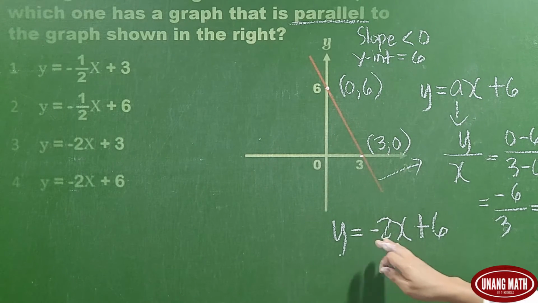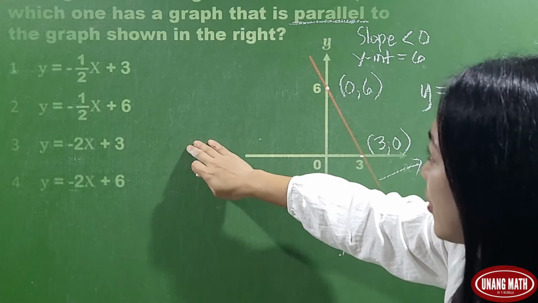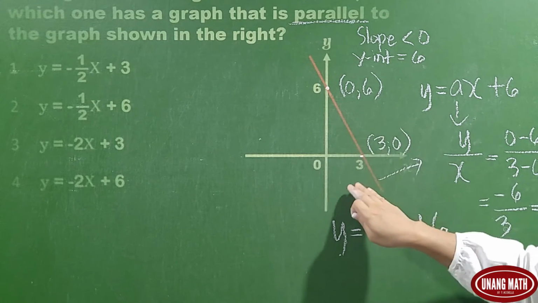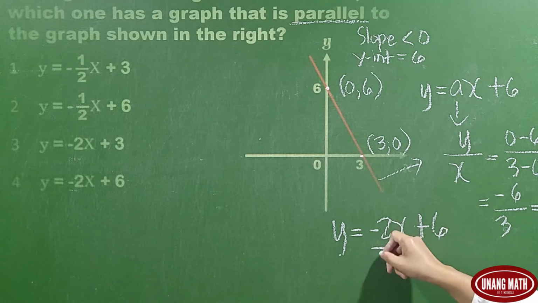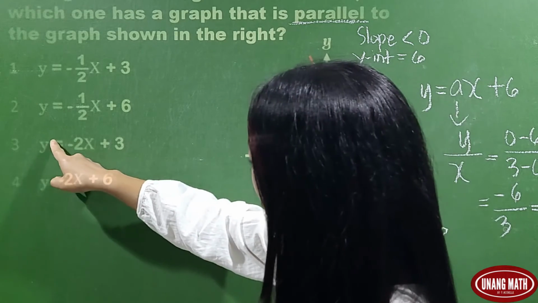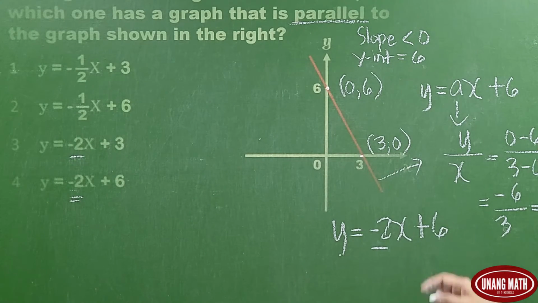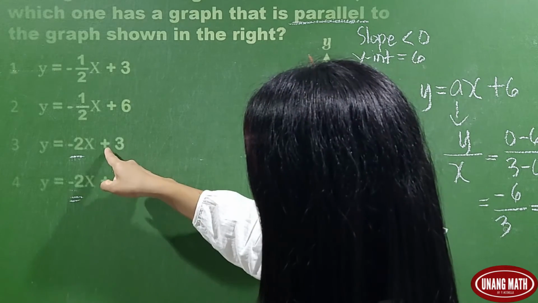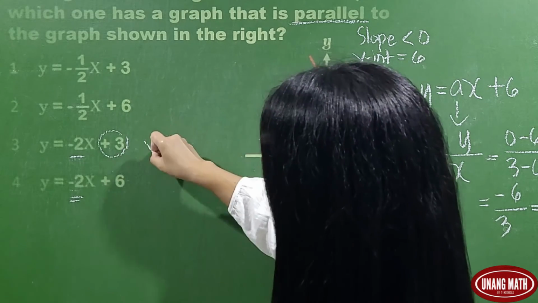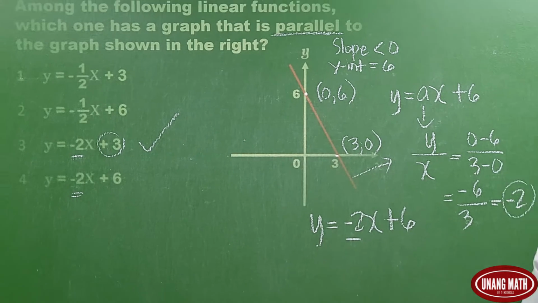Now that we know the slope, we can find out which among these linear functions has a graph that is parallel to this graph. We're going to find the same slope of negative 2. So it can be number 3 or number 4. What about the y-intercept? This is positive 6, so it should be different. This is positive 6, this is positive 3. So the correct answer is the linear function number 3.